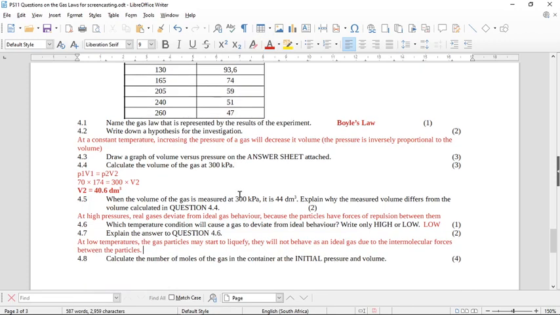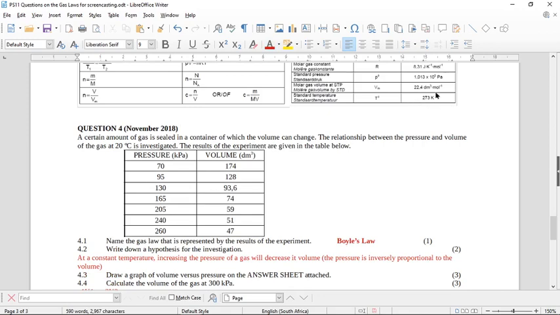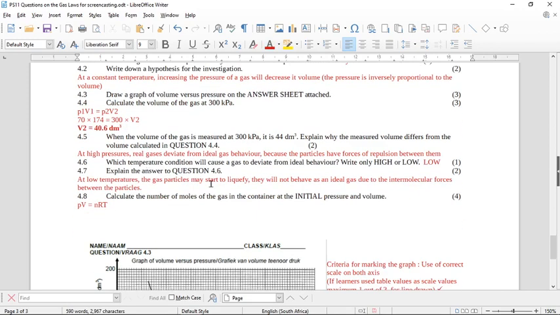Calculate the number of moles of gas in the container at the initial pressure and volume. Okay, so the formula we have that puts moles of gas in is PV equals nRT. Okay, we're trying to find n, we know R. So what do we need to do here to work out PV equals nRT? We need to turn this 20 into Kelvin. Remember, we're going to add 273 onto it to turn this into Kelvin. So the T equals 20 plus 273, which equals 293 Kelvin.